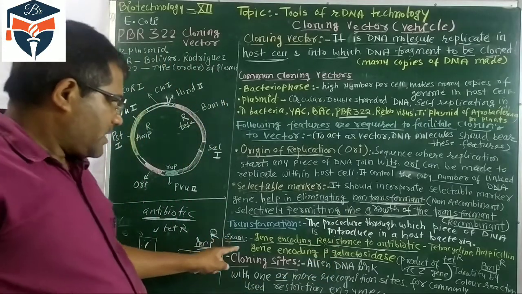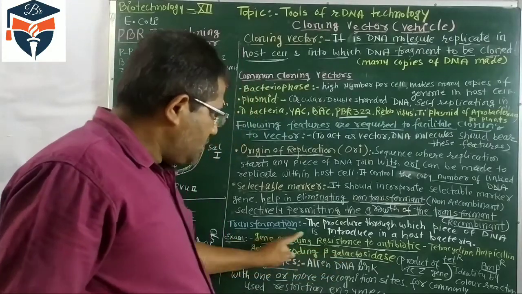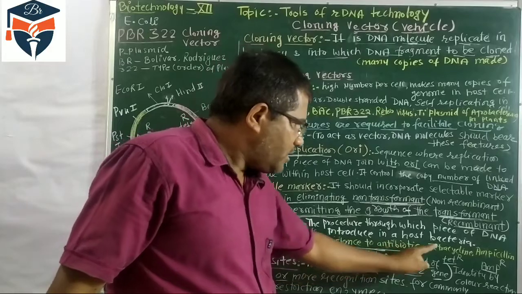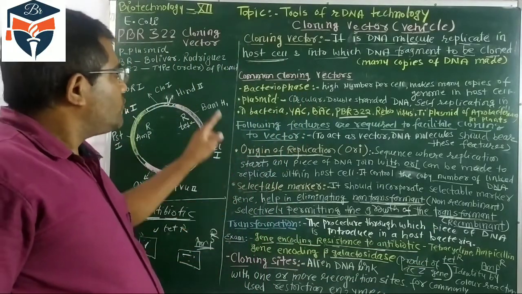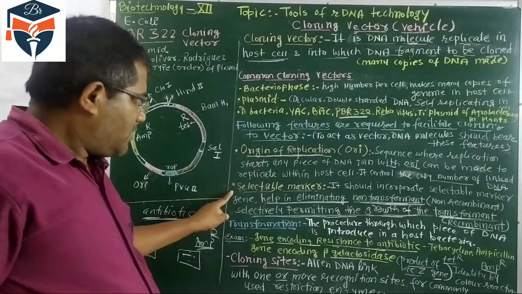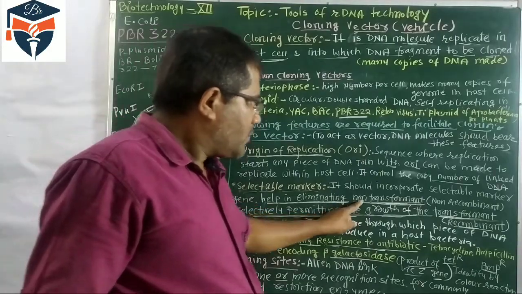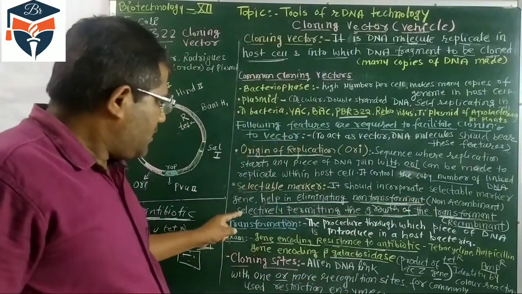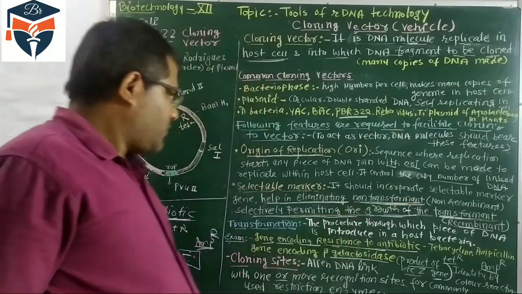So here we understand the gene encoding beta-galactosidase or genes encoding resistance to antibiotics, the tetracycline resistant gene and ampicillin, these are the selectable markers. So the second point for the cloning vector is the selectable marker, which helps in eliminating the non-transformants or non-recombinants and selecting or permitting the growth of transformants.